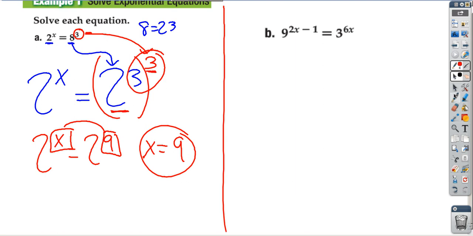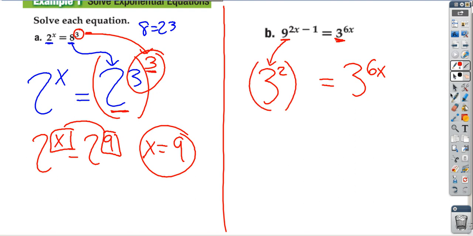Same thing over here, we want the same base on both sides, so I have a base of 3 right here, and I always take the smaller base and I try to change the bigger one into that. How can I express 9 as a power of 3? Well, 9 is the same as 3 to the second power. And then I still need that other exponent there. I still need this 2x minus 1, so I'm going to put that right here.